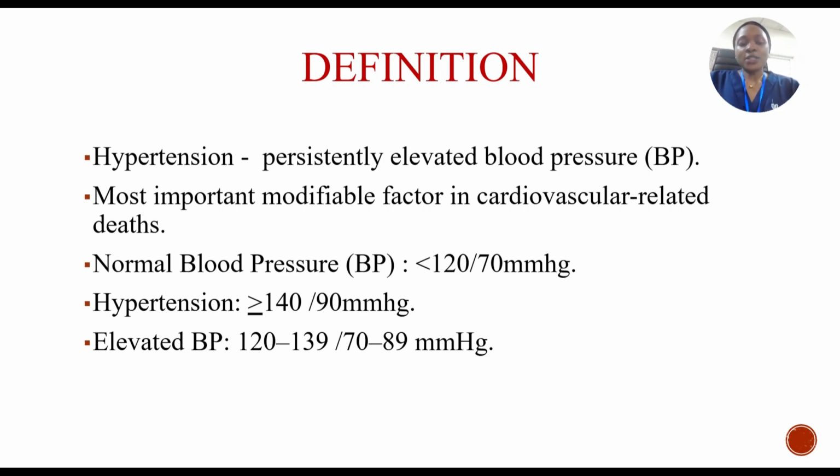Now, according to the European Society of Cardiology, blood pressure is divided into normal blood pressure, elevated blood pressure, and then frank hypertension. Normal blood pressure, as we can see on the screen, is blood pressure that is less than 120/70. And elevated blood pressure is when it's between 120 to 139/70 to 89. And then hypertension is blood pressure that is greater than or equal to 140/90.